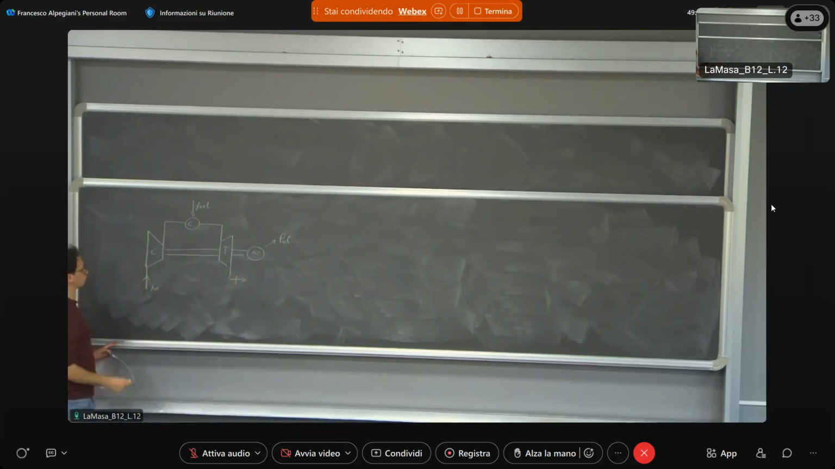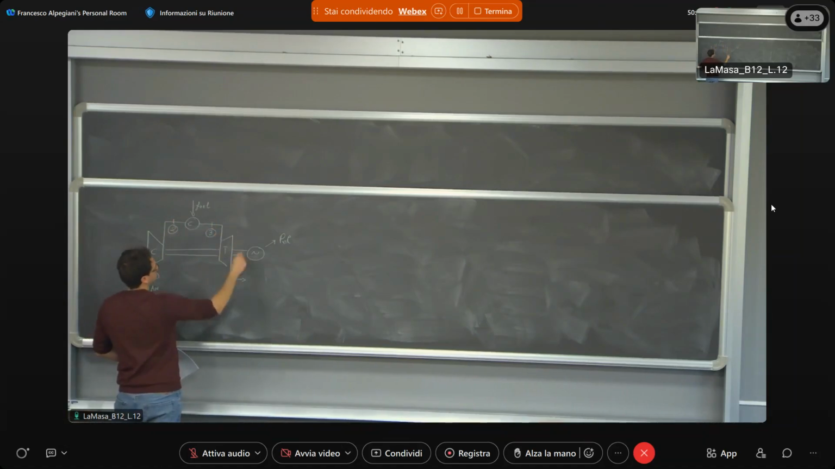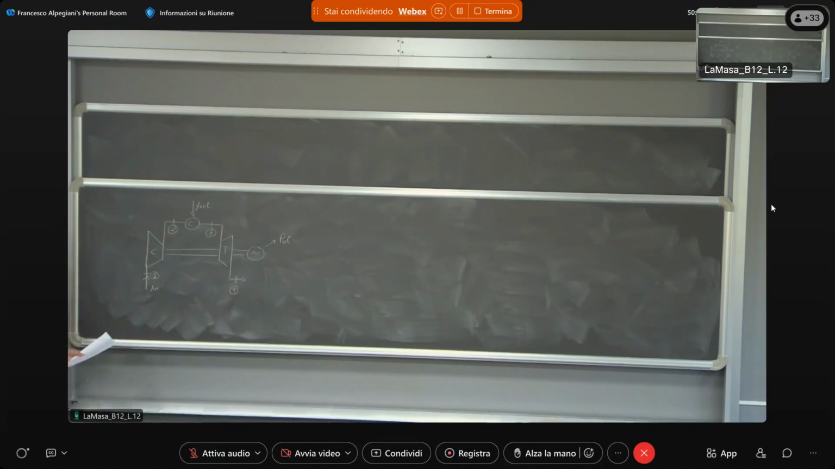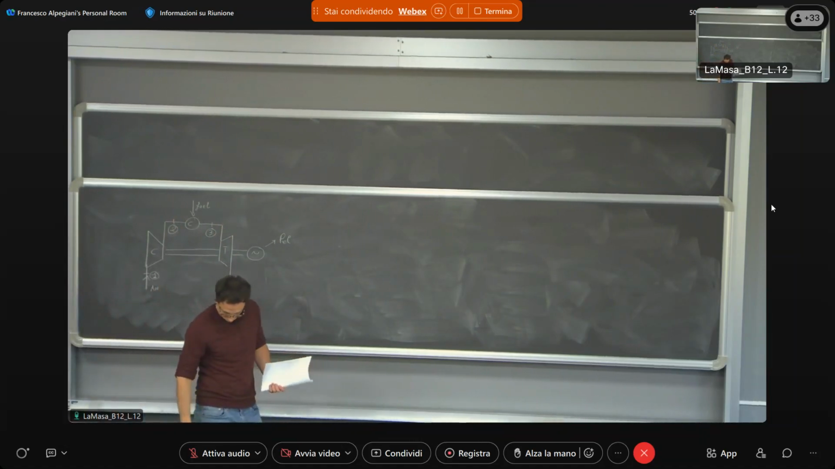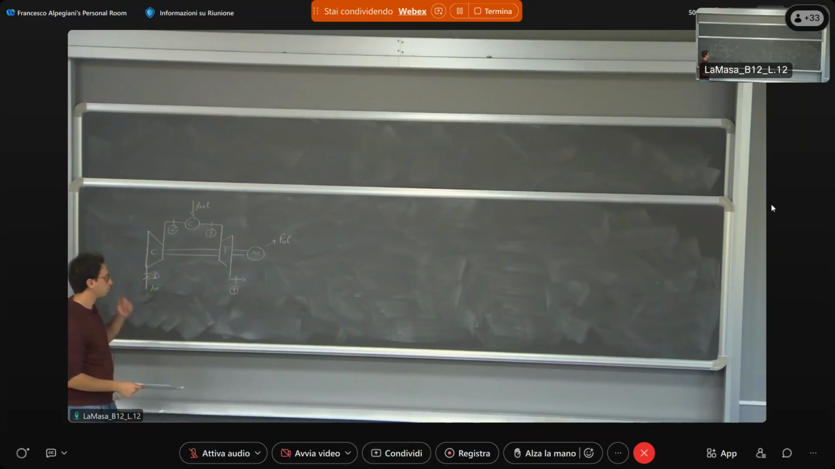We can add also the numbers. For example, here is 1 for the air, 2 for the compressed air, 3 will be the flue gases, and 4 the expanded flue gases. This was the first point. So then the second point is to represent the TS diagram of the cycle.